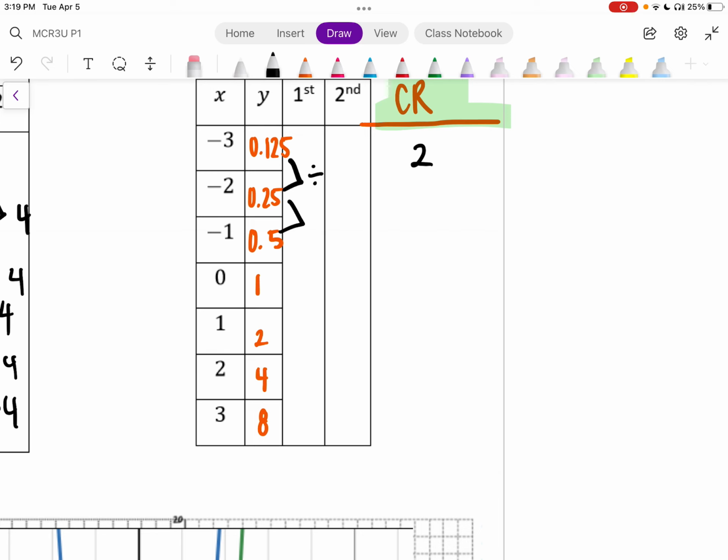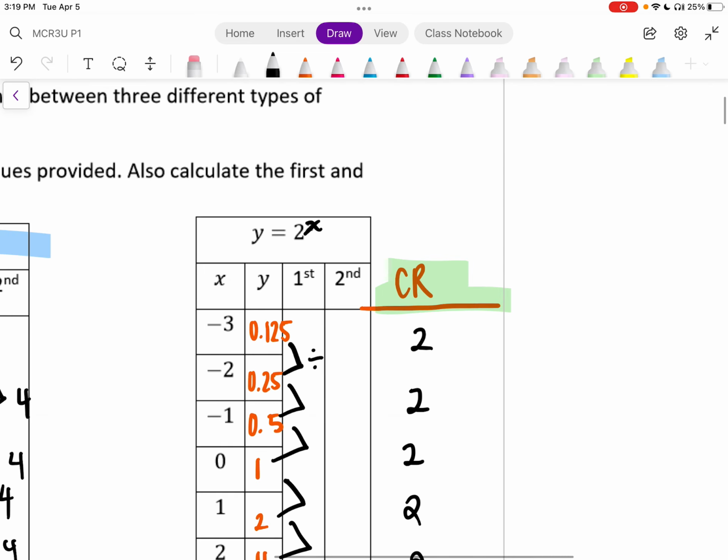0.5 divided by 0.25 is also 2. 1 divided by 0.5 is 2. 2 divided by 1 is 2. 4 divided by 2, right, is going to be 2. 8 divided by 4 is 2. Right, so the constant ratios are y2 divided by y1.